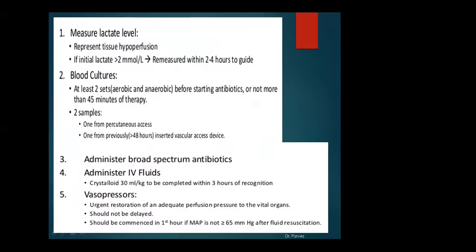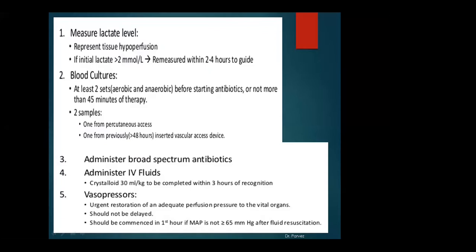So this slide was more important, so I have again summarized the points. Number 1, measure serum lactate levels. Number 2, get at least 2 sets of blood cultures, and then start the antibiotics. Number 3 is to start broad spectrum antibiotics depending on the patient's clinical scenario.